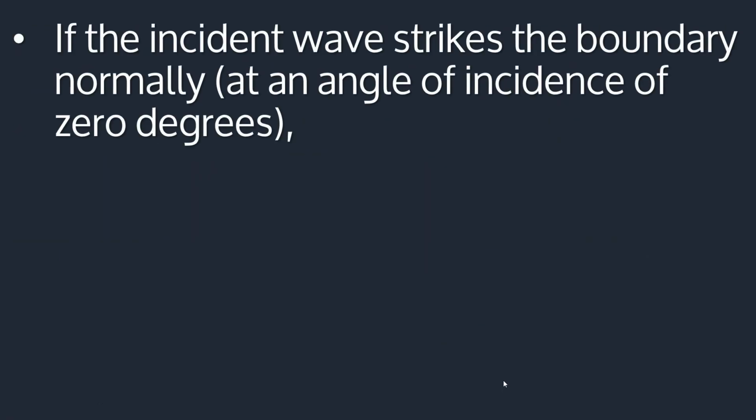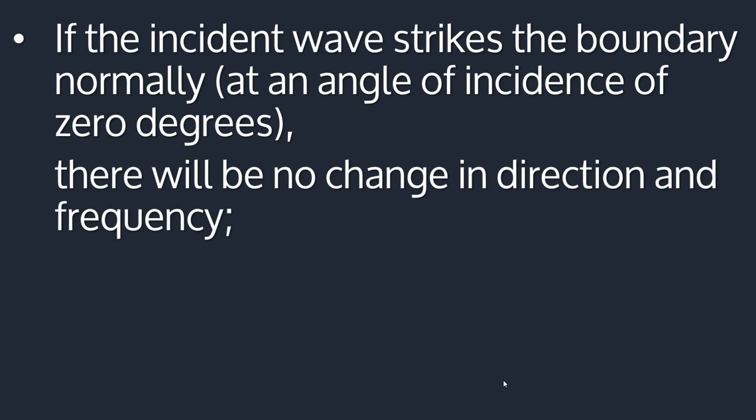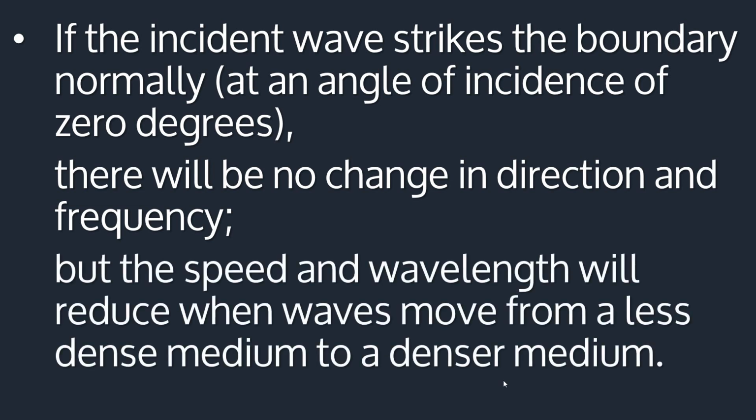Exactly. Now, if the incident waves strike the boundary normally, striking normally means that the angle of incidence is 0 degrees. So the incident ray will coincide with the normal. So for this case, there will be no change in the direction and frequency. The rays will not bend, and even the waves will not bend. So there will be no change in direction and there will be no change in frequency, but the speed and the wavelength will reduce, and this happens when waves move from a less dense medium to a denser medium.